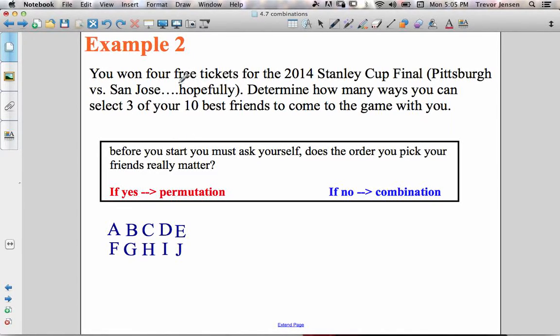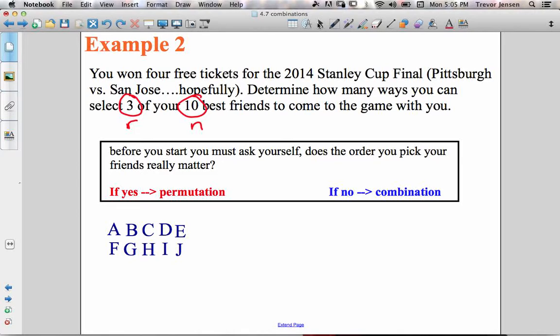So you won 4 free tickets to the Stanley Cup Final. So obviously you're going to use one of the tickets, and you want to figure out how you can pick, let's say you have 10 best friends. How many different ways, or how many different groups of 3 could you make from your 10 best friends? So we have 10 best friends, there's our N, and we want to figure out how many different groups of 3, there's our R, could we make?